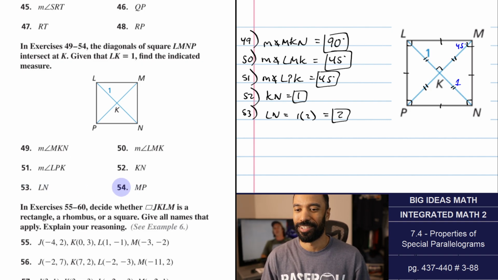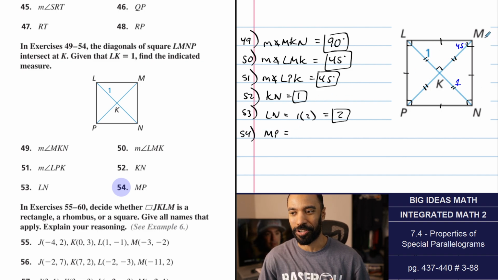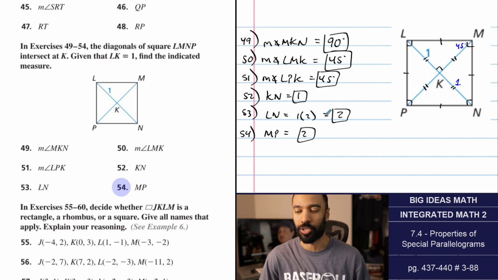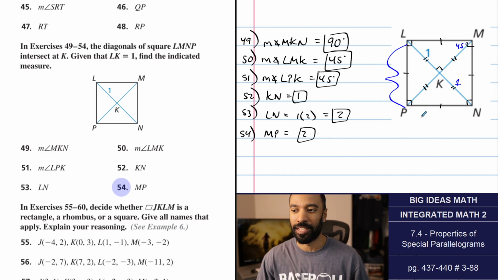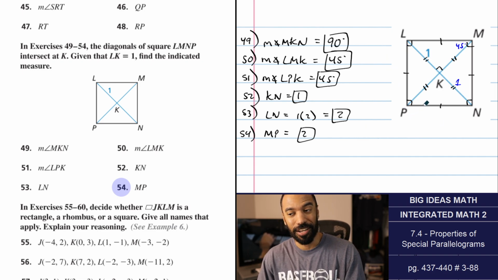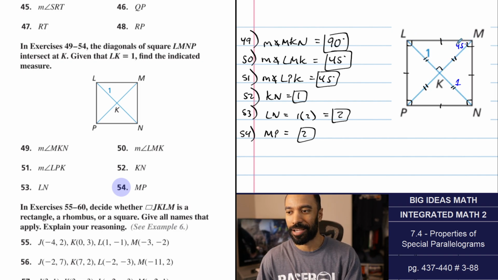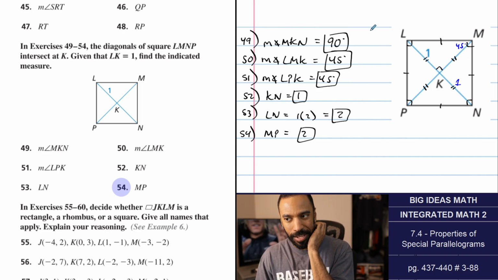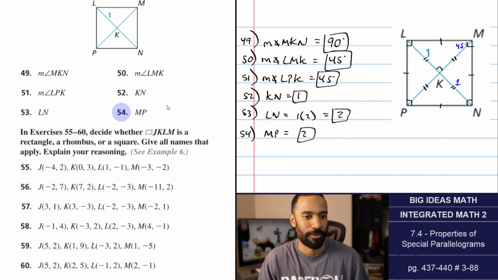Number 54, MP. Listen, a square is also a rectangle. Diagonals are congruent to each other, so it's also 2. I mean, there's a lot we could do off that with the ones and ones. Here's what I thought they were going to do. I thought they were going to ask about a side length, LP, PN, something like that. And I was going to say the answer is the square root of 2. I thought they were going to have us use Pythagorean theorem, and they really should have, because, look, it's a right triangle. Here's the right angle. So 1 squared plus 1 squared. The side lengths of the square are the square root of 2 in this problem. They did not ask for it.